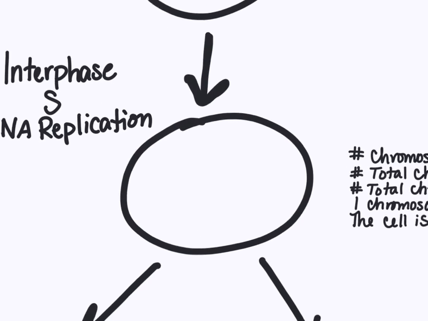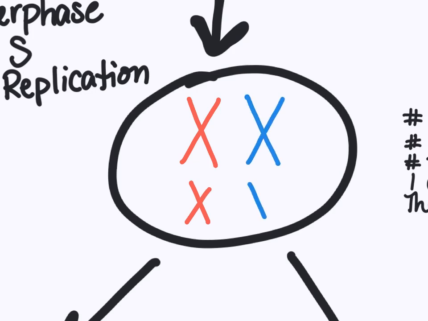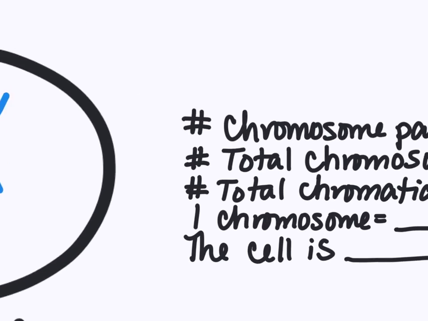And what this means is that the chromosomes are now going to look like the letter X. So we now have these X-shaped chromosomes instead of just having these bar-shaped chromosomes. And that's because each chromosome has now made a copy of itself that is attached to the original strand. So let's take a look at how many chromosomes and chromatids are now present at this stage of the cell cycle.